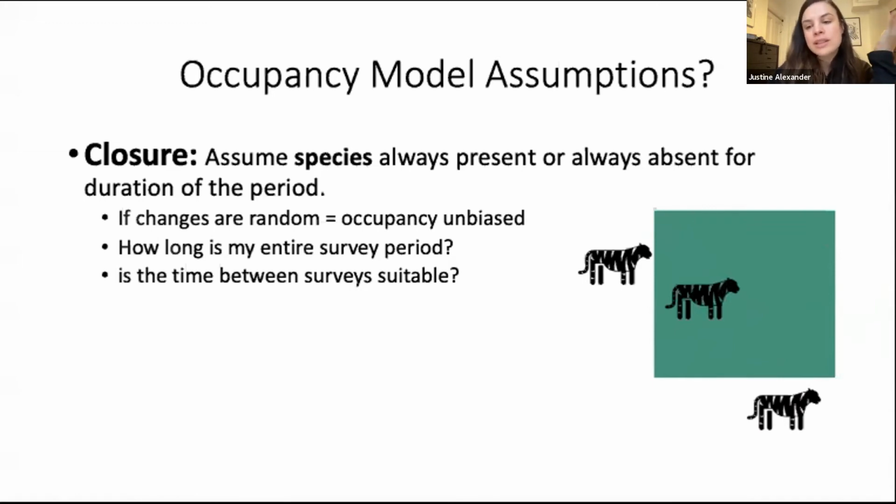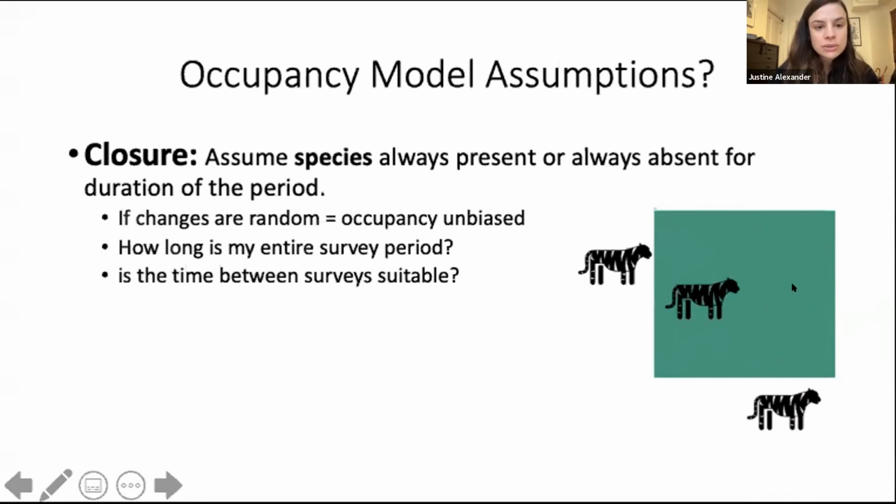And this could then potentially less affect detection. So those are another assumption, that we assume it's more random movement of the individual. If not, then we try to consider that in our model.